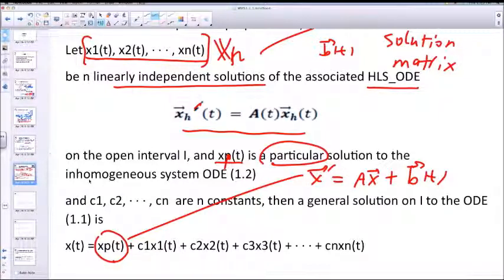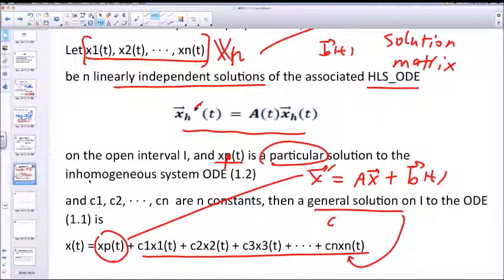And then your solution is a general solution. We call this a general solution, right? The general solution to the homogeneous equation plus a particular solution, then we got the general solution. So once you get your general solution, you can figure out those constants, C1, C2, Cn, by using the initial condition.